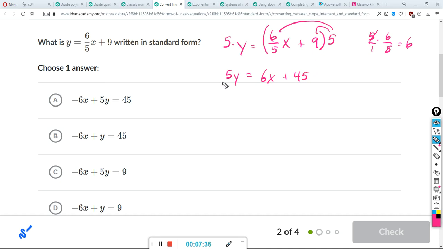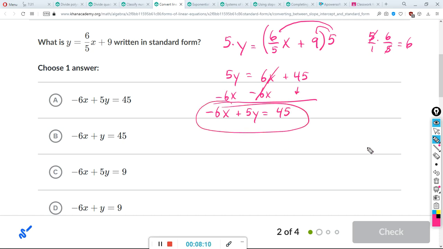Alright, and we want the x on the left, so just do a minus 6x. Okay, I'm going to write the x first. Negative 6x, positive 5y. Alright, bring down the equal sign. 6x minus 6x is gone. And bring down your 45. That's it. Answer A.